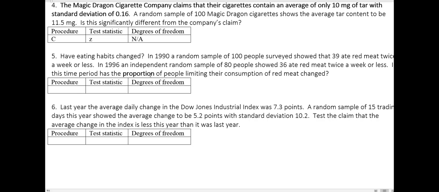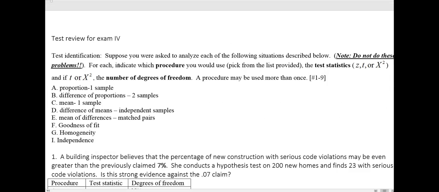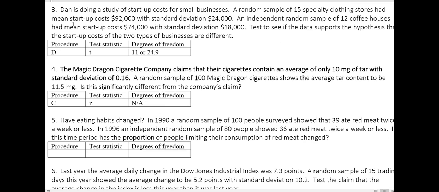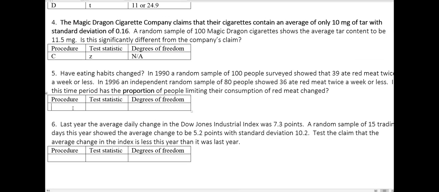Now, how many samples do I have? I've got a sample from 1990 and a sample from 1996. So that puts me at a 2-sample proportion test. So right here, difference of 2 proportions. So for me, that would be B. And all proportions are Z-scores, and I don't have to worry about degrees of freedom when it comes to Z-scores.